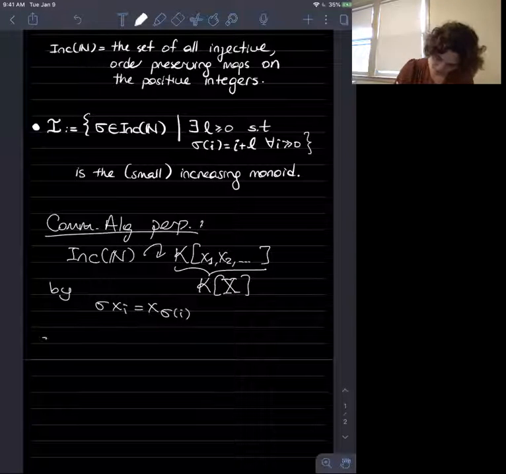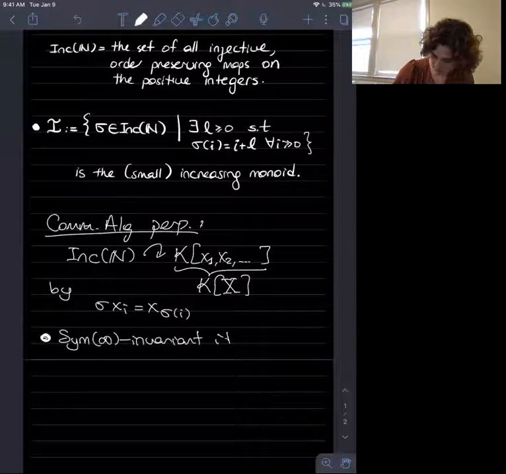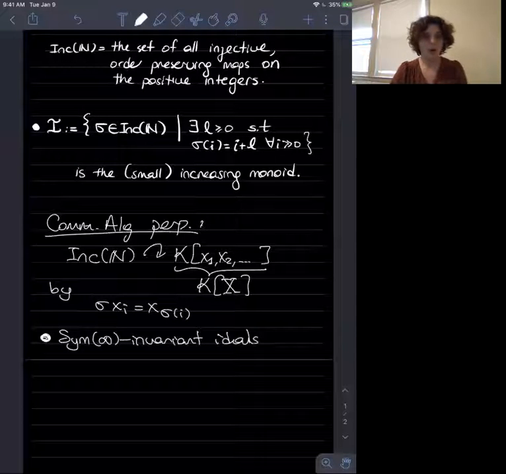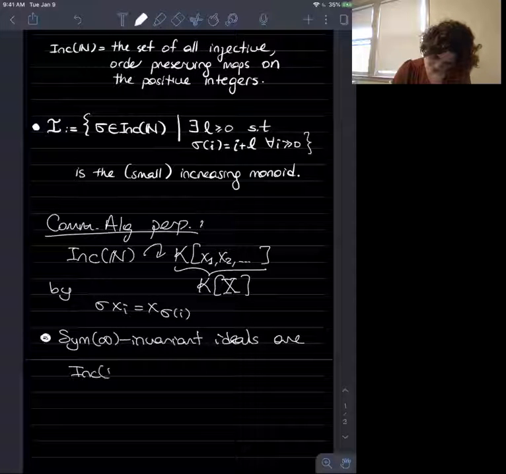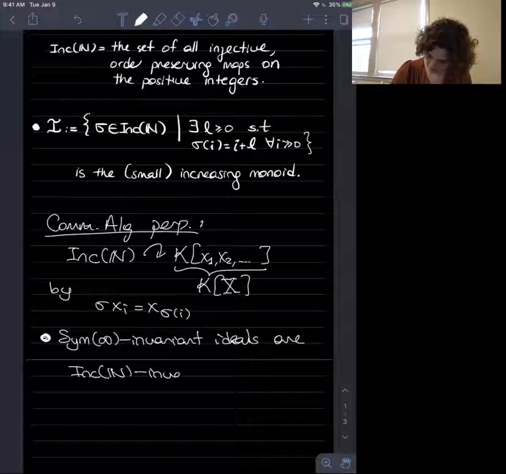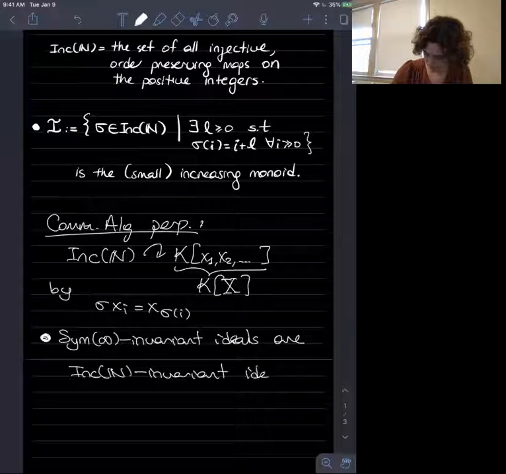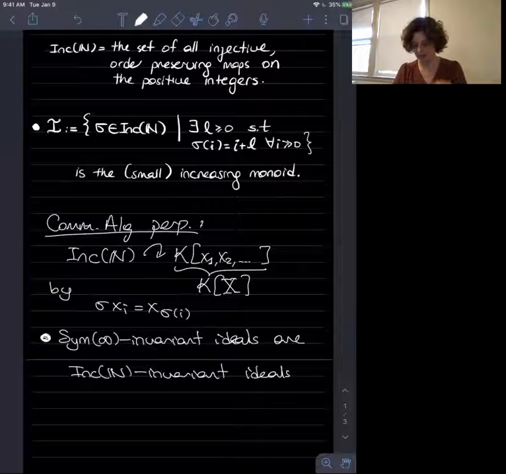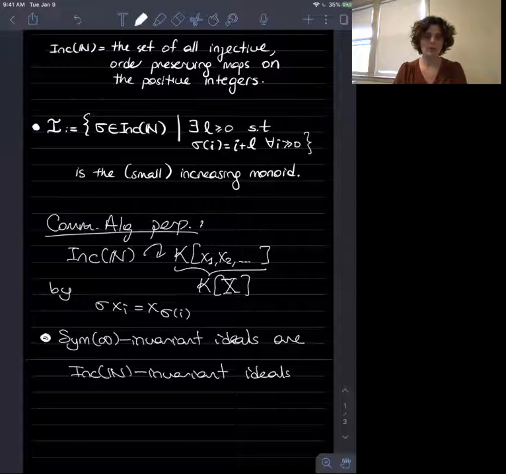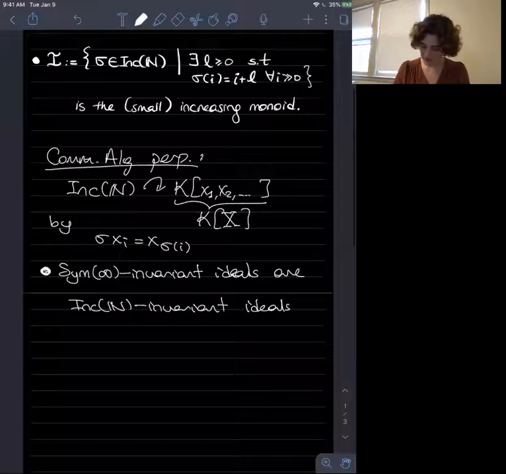One of the known facts is that Sym infinite invariant ideals are also Inc invariant ideals too, and the opposite is not true. So the Inc invariance is a much larger set. But the nice connection is the orbit inclusion.